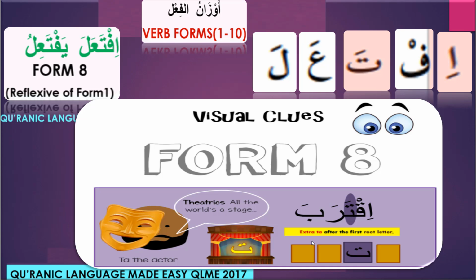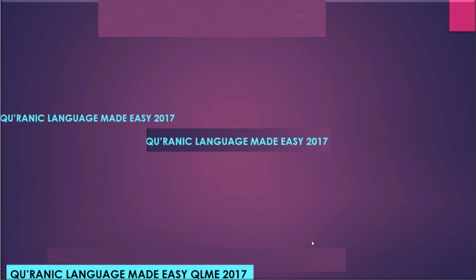For example, if I say hada, he guided. Ihtada, he acquired guidance and was committed to guidance. Or if I say qatalu, he killed. But iqtatalu, they kill themselves on their own.